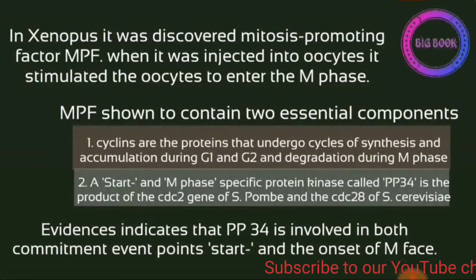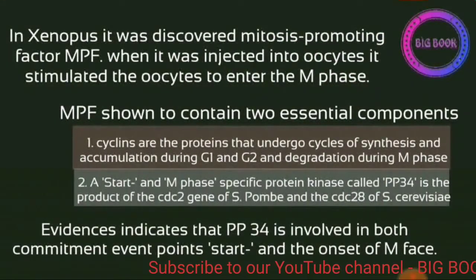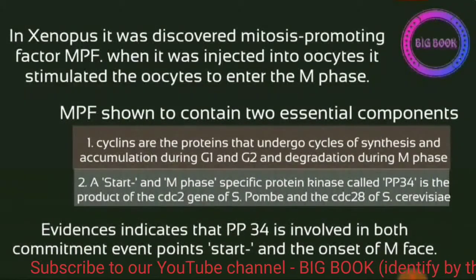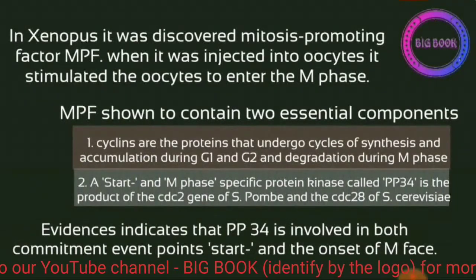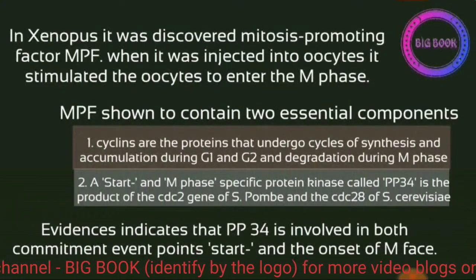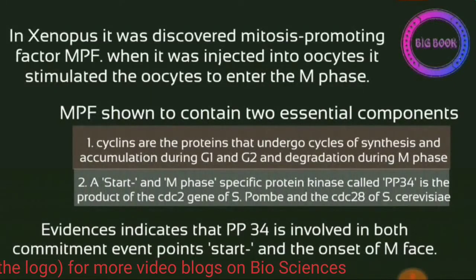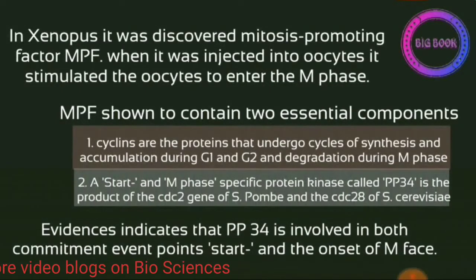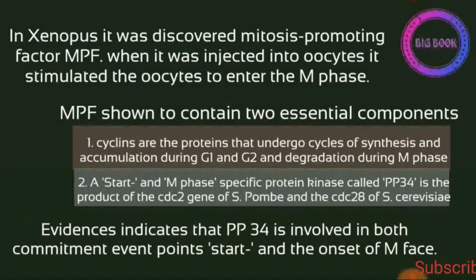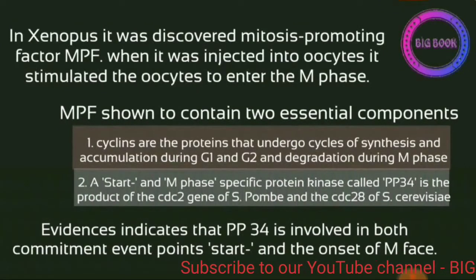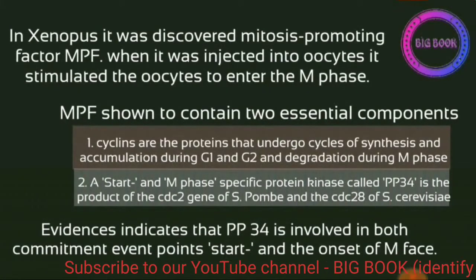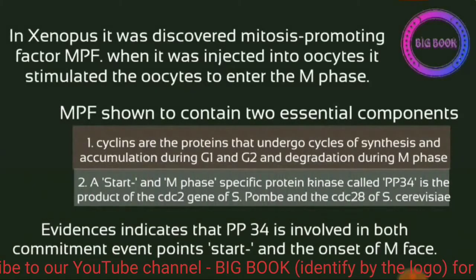Evidence indicates that certain key regulatory proteins function as signals in both commitment steps of the cell cycle. In Xenopus, mitosis promoting factor was discovered, that is the MPF. When it was injected into oocytes, it stimulated the oocyte to enter the M phase. So here, MPF is shown to contain two essential components. Cyclins are proteins that undergo cycles of synthesis and accumulation during G1 and G2 phase and degradation during M phase.